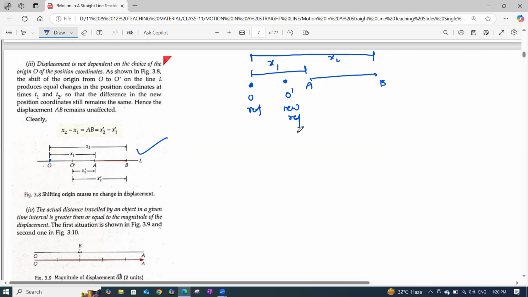You see, from O dash to A, it can be x1 dash, and O dash to B, it can be x2 dash. Okay, there is no change in its value. That is what it is telling. Now, x2 minus x1 will be equal to x2 dash minus x1 dash, like that.